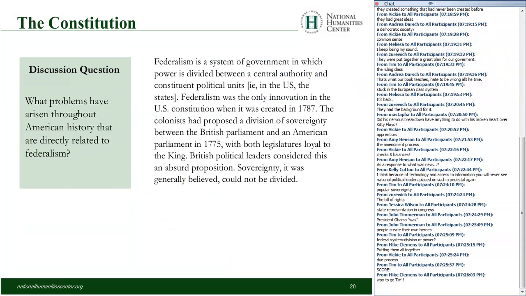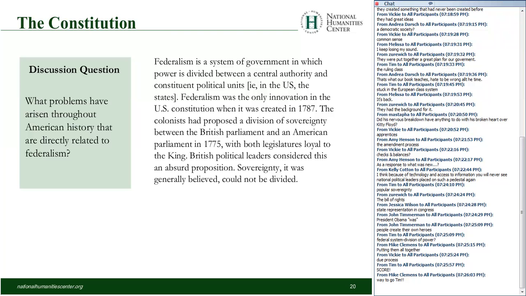Okay, why did they put that in there? They put that in there because they didn't have a choice. The state governments already were sovereign. That's where the real power lay. And in order for the Constitution, the new national government, to have power, it was going to have to siphon power away from the states. It was going to have to share some powers with the states. They were quite reluctant to do this.